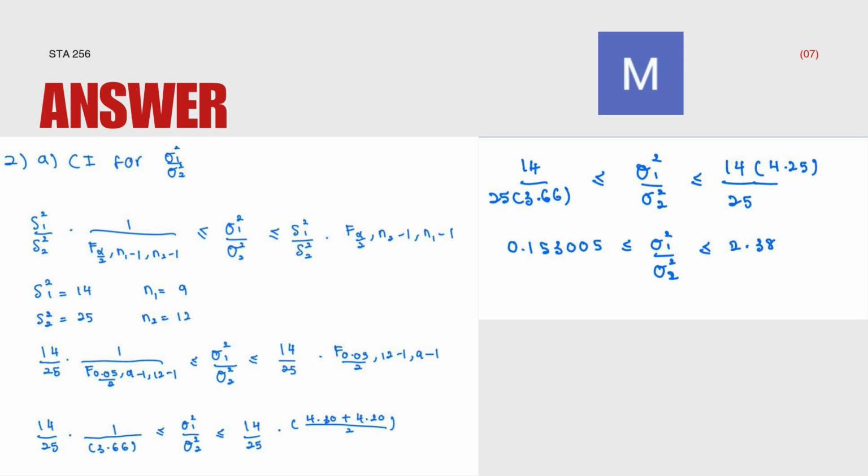For the F, which is more than or equal to variance 1 over variance 2, our F is not specifically in the F distribution table. So we add up the V1 of 10 and the V2 of 8, and divided by 2, we find the mean. So that is our F value. And finally, we will get the answer as 0.153005 less than or equal to variance 1 over variance 2 less than or equal to 2.38.